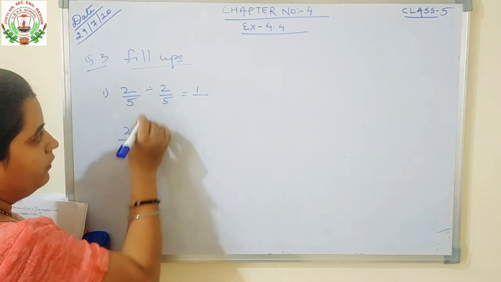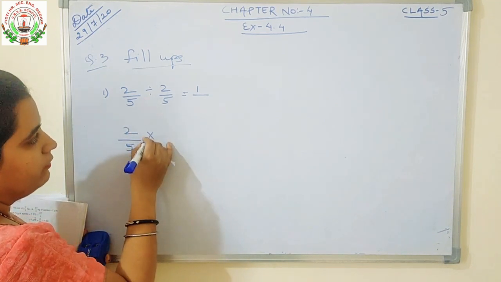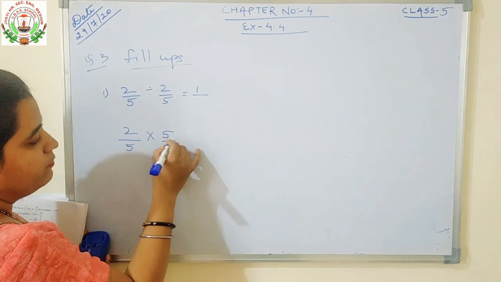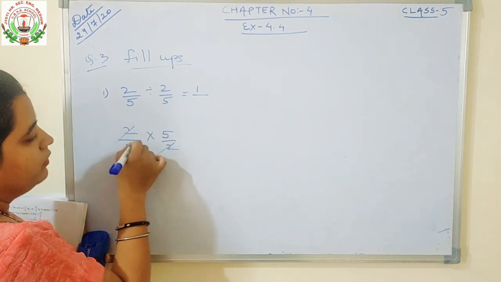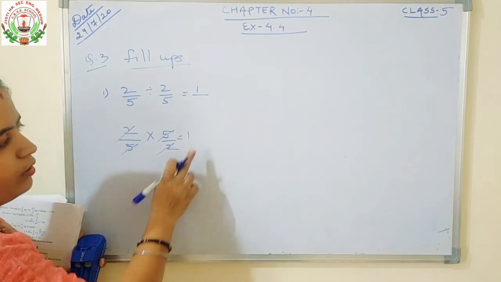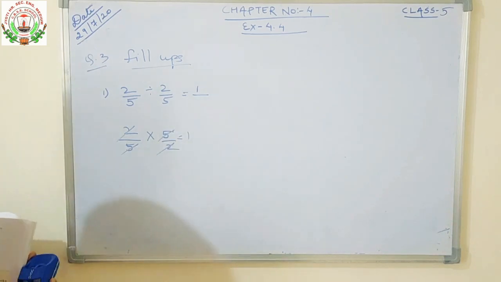This can be proved also. 2 by 5, in place of divide, we will write the multiply sign. Here the reciprocal will come. 2 ones are 2, 5 ones are 5, 5 ones are 5, 2 twos are 2. What is left out? 1. So the answer is 1.